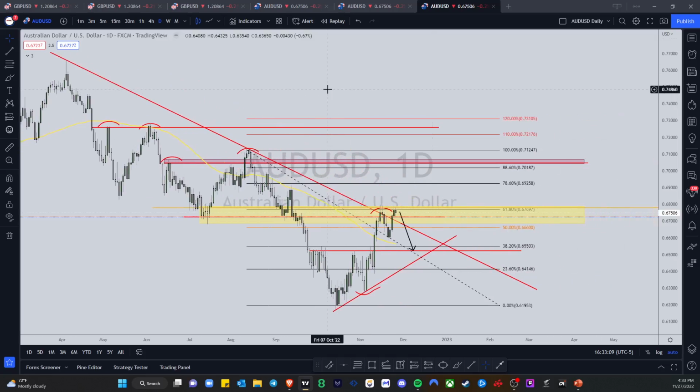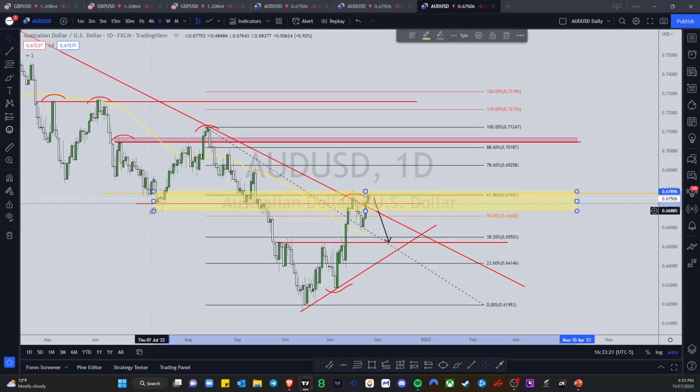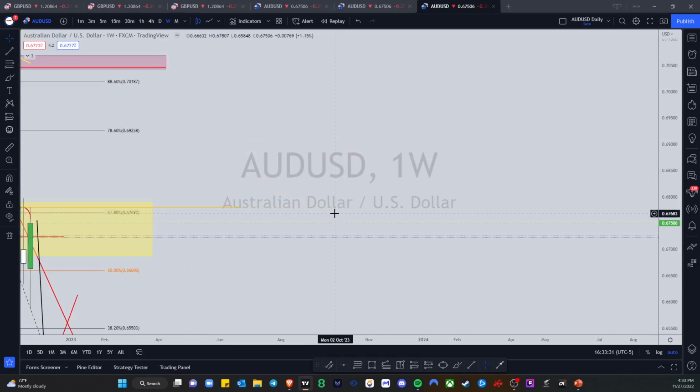So on AU, we can see that it's still on a downtrend, right? It's still doing lower low, lower high. Right now, it's at a 61.8%. This yellow box right here, this yellow area where I drew on the chart, is a weekly.